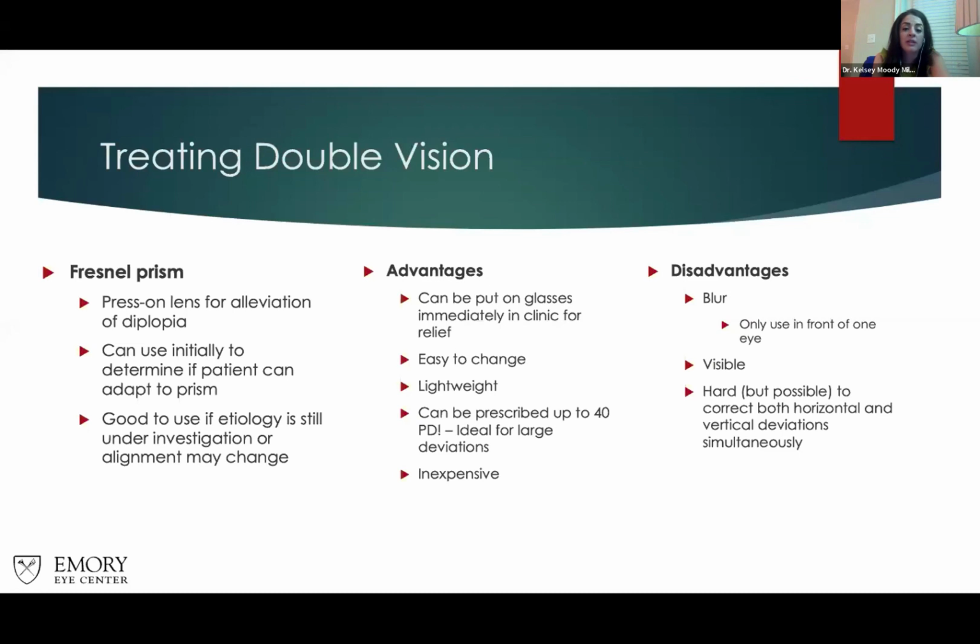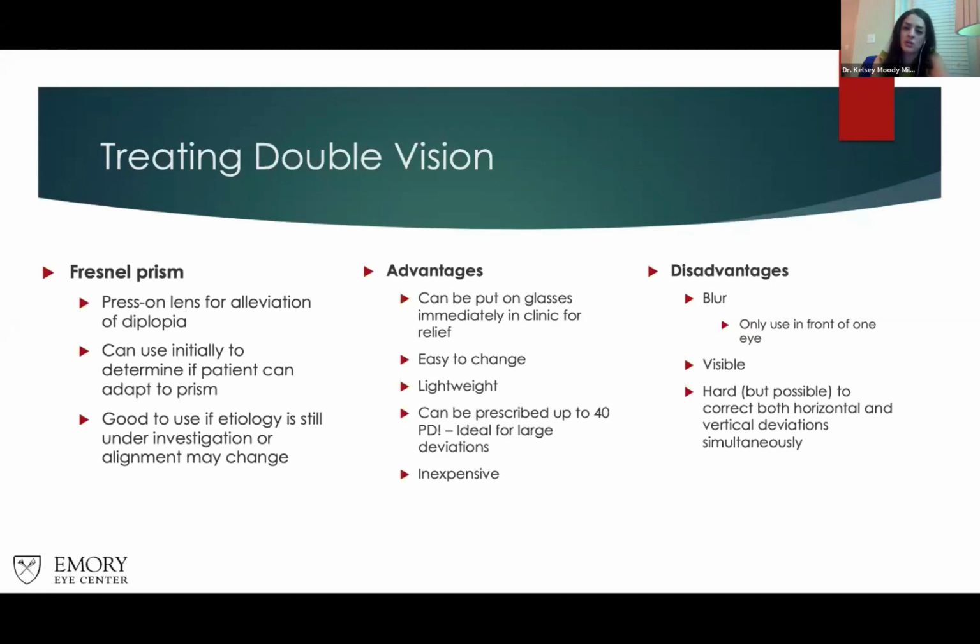The advantage of Fresnel is that it can be put on the glasses immediately in clinic for relief, assuming that you have a stack of prisms to try with the patient. That's what I recommend: keeping maybe 2 to 3 of each type of Fresnel in your office if that's available to you, because then you can try them on with the patient in the clinic and cut it yourself, which is much easier than having the patient cut it on their own. Then it's something you can give your patients right away. But I always like to try them in the clinic because it gives me a better idea of what they would like, because it can be different than what you expect, specifically because of the blur that it causes. Again, it's easy to change these lenses out.